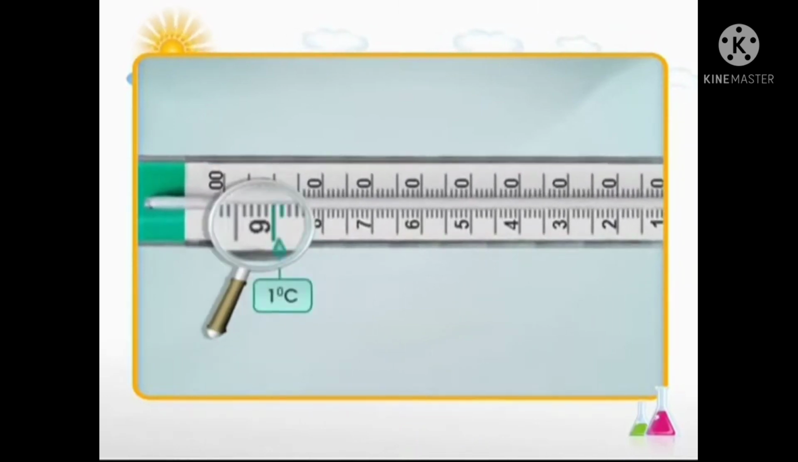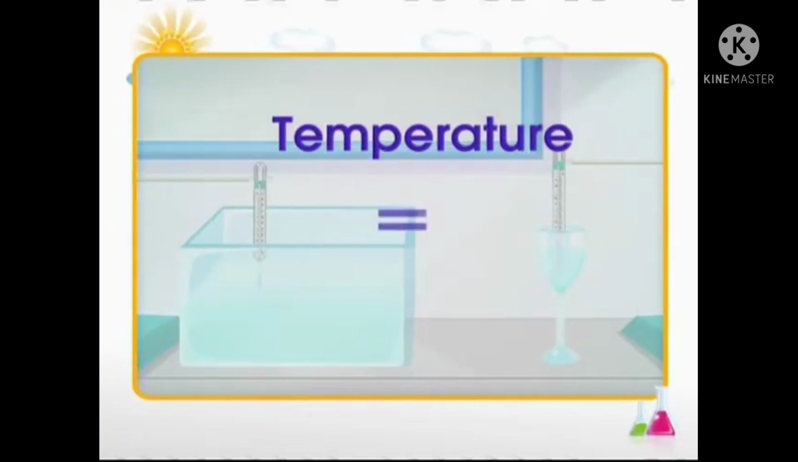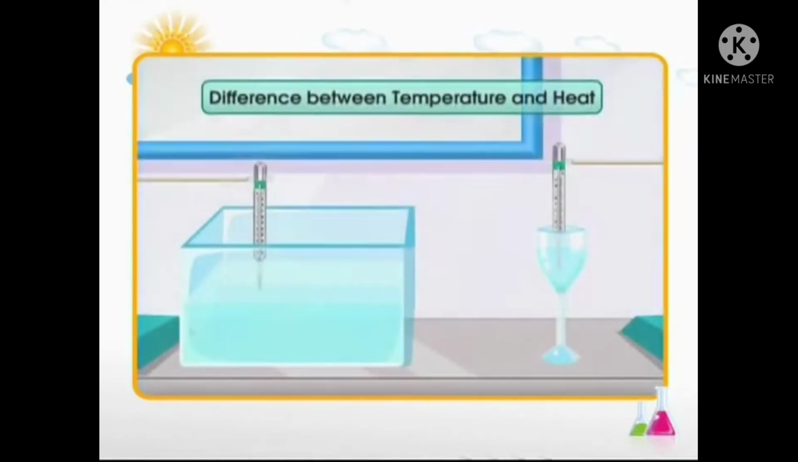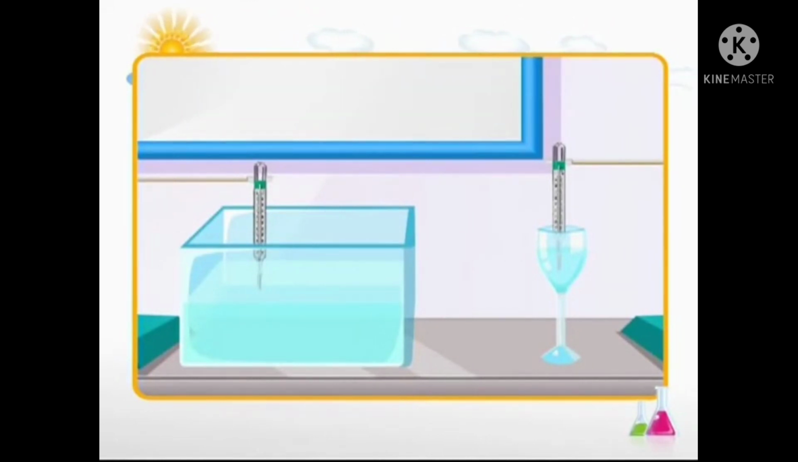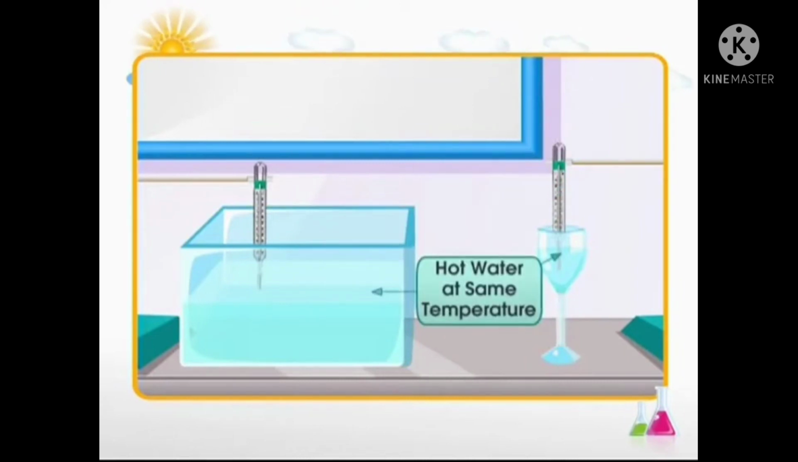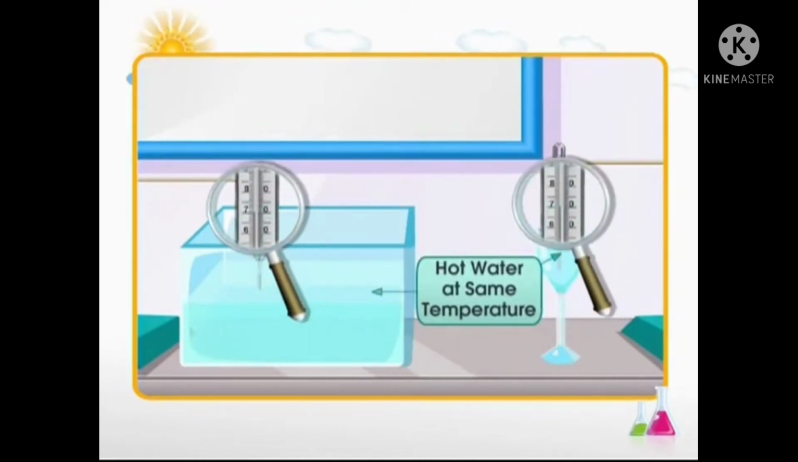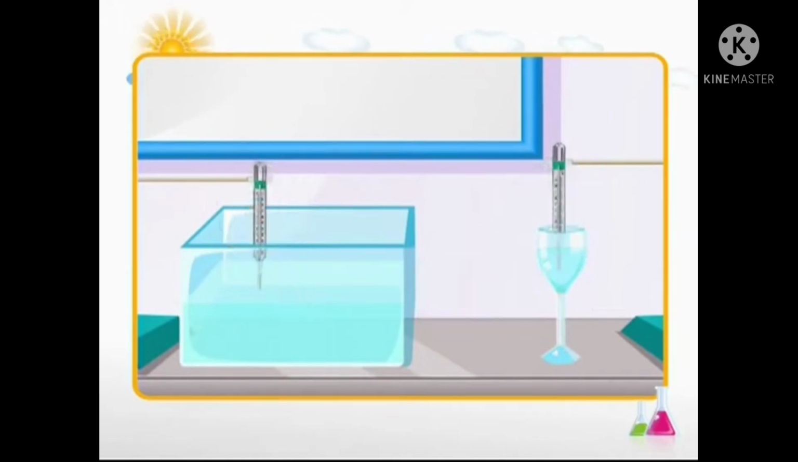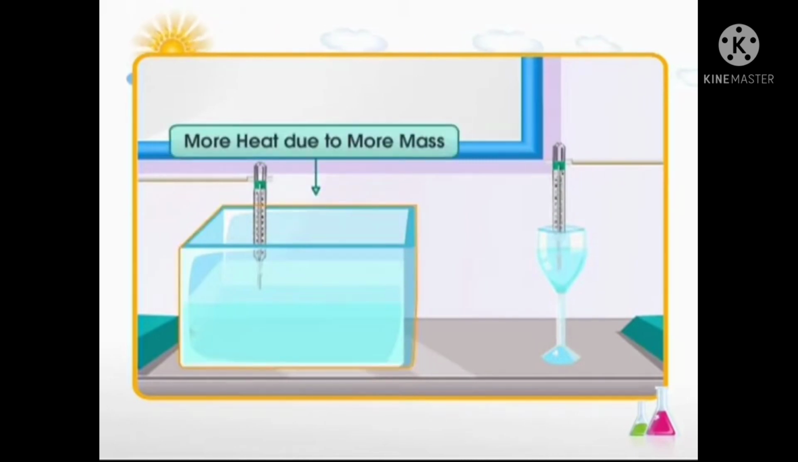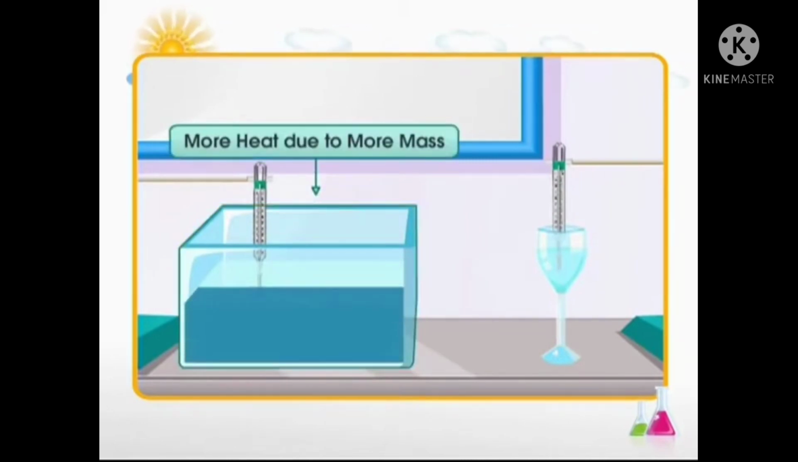degree Celsius. Temperature is often thought to be the same as heat, but this is not true. Though they are related, there is a difference between them. To understand the difference, consider a glass and a large vessel, both completely filled with hot water at the same temperature. Though the water in the glass and the vessel are at the same temperature, the vessel has more heat as it has more mass.